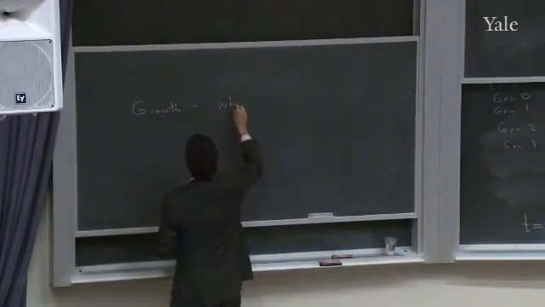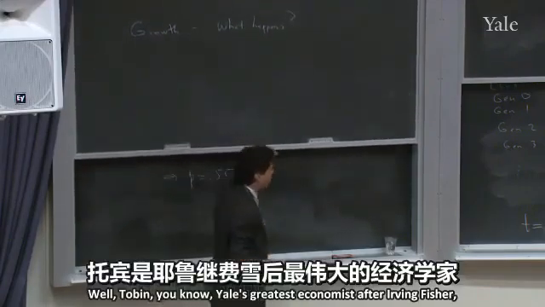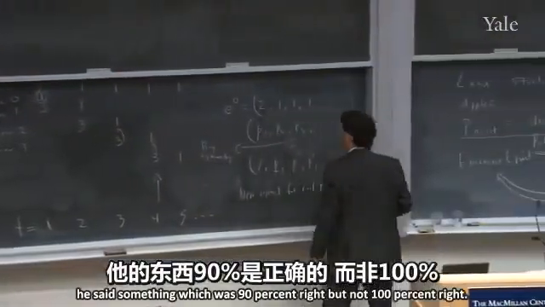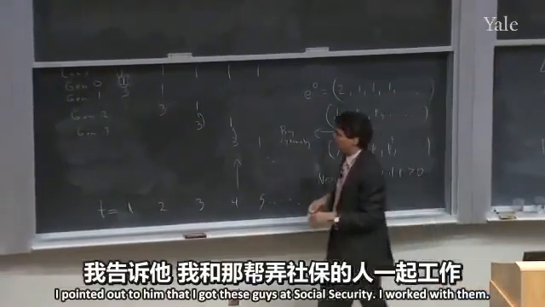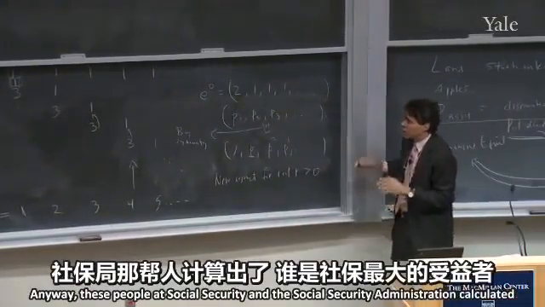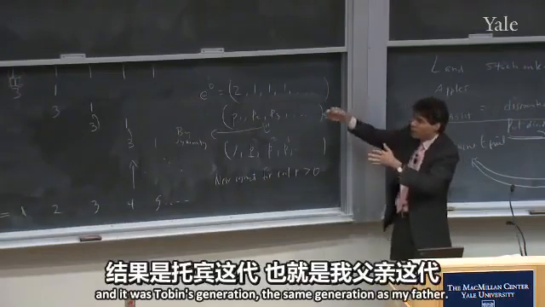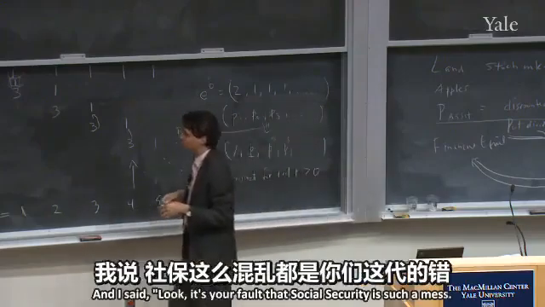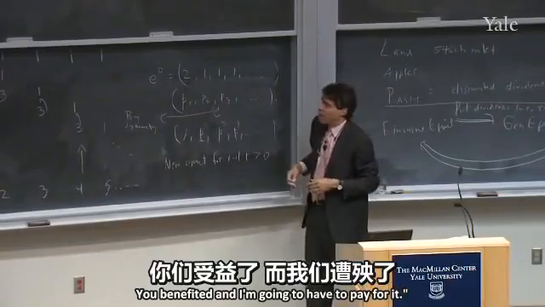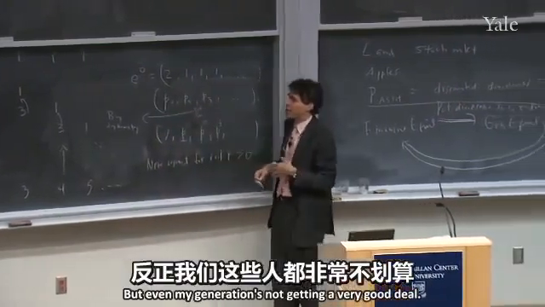Okay, what happens? Well, Tobin, Yale's greatest economist after Irving Fisher, said something which was 90% right, but not 100% right. I pointed out to him that the people at the Social Security Administration, whom I worked with, calculated who were the biggest beneficiaries of Social Security, and it was Tobin's generation, the same generation as my father. And I said, look, it's your fault that Social Security is such a mess. You benefited, and I'm going to have to pay for it. Just like you're feeling you're going to have to pay for it, so it's even worse for you. Even my generation's not getting a very good deal.